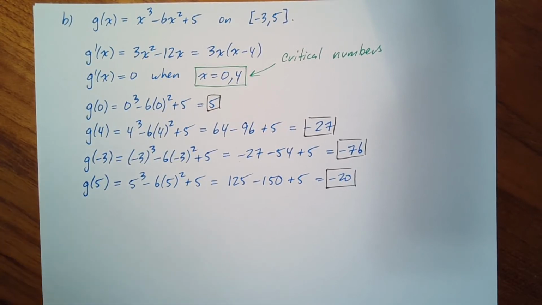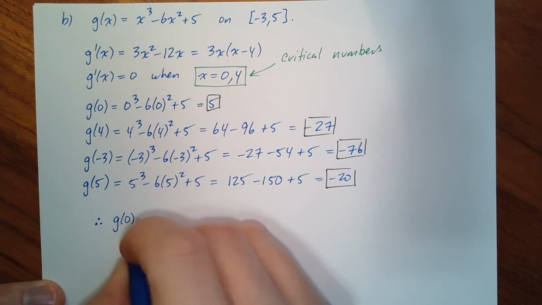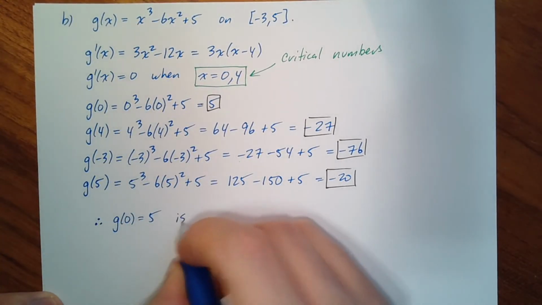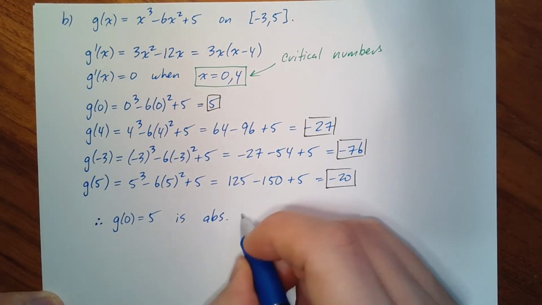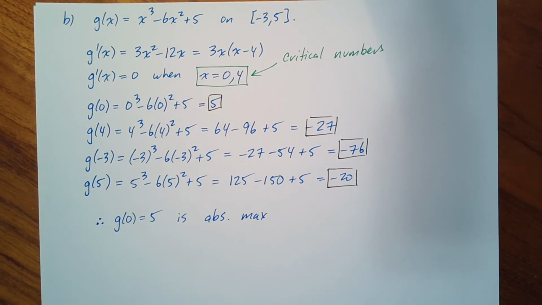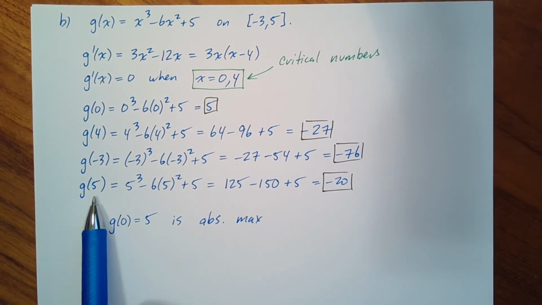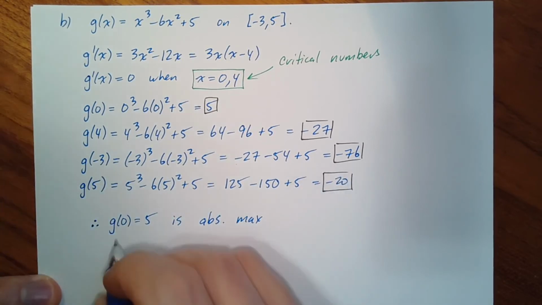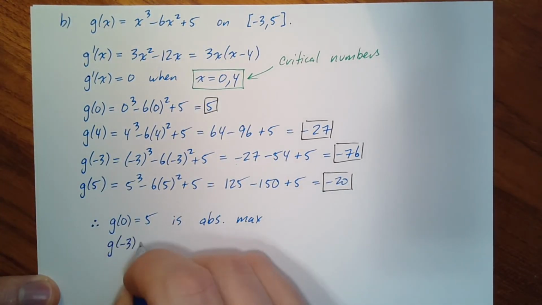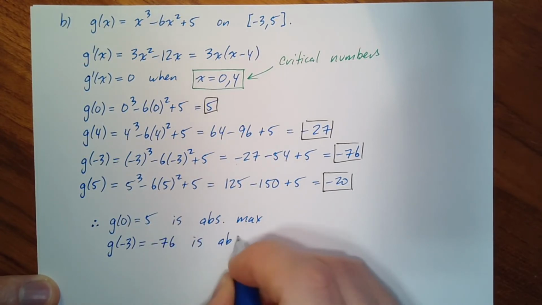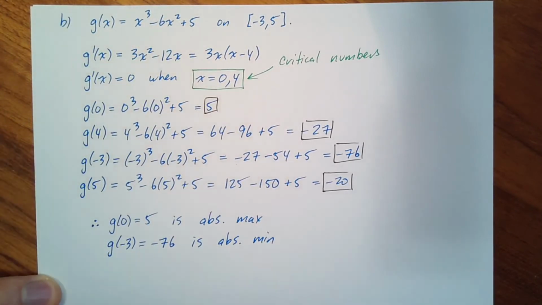So to finish this off, let's just say, therefore, g of 0 equals 5 is the absolute maximum. You can abbreviate absolute with just ABS if you like. And then for our minimum value, well, -76 was our least value. So g of -3 is equal to -76 is the absolute minimum.